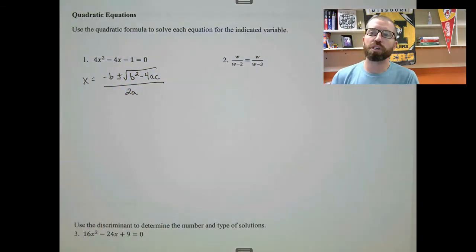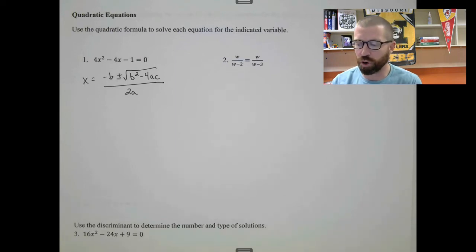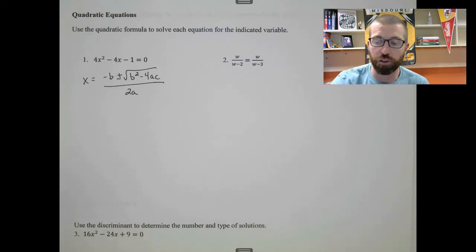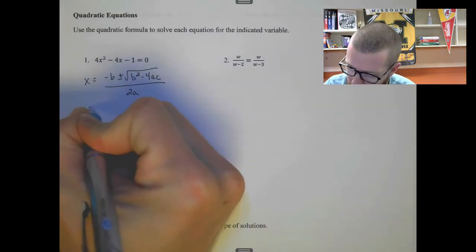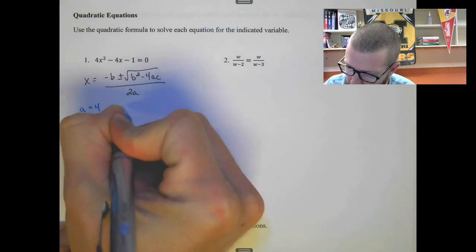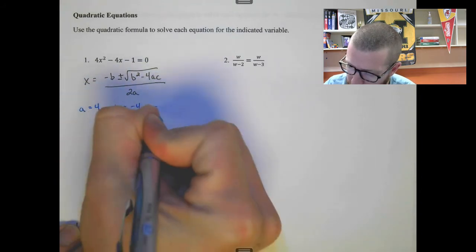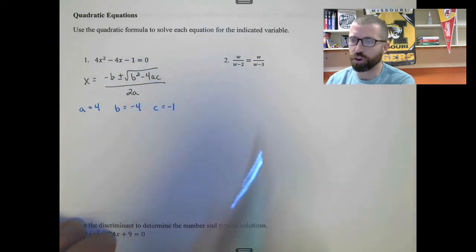Now, there's a couple good things to know about the quadratic formula as far as common mistakes. There's basically two things that I see are always the mistake with the quadratic formula. If you mess it up, you mess it up in one of these two places. One is just to substitute something incorrectly. So it's a good idea to write down a, b, and c explicitly before you start.